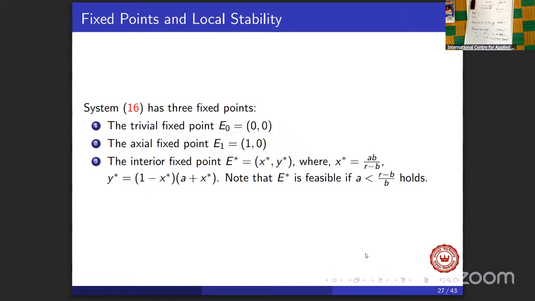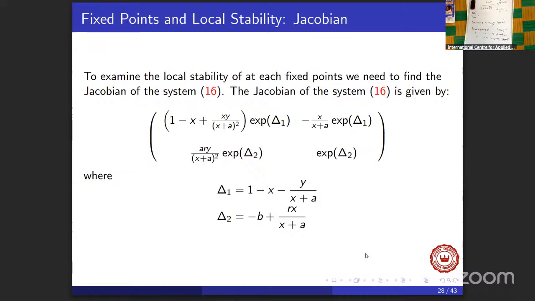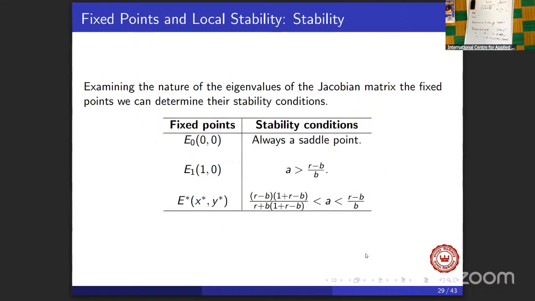Now we take the Jacobian of the system. Go to the next slide. This is the Jacobian of the system, and we try to find the nature of the equilibrium points. Next slide. At E0, (0, 0), we get lambda 1 greater than 1 and lambda 2 less than 1. E1 is (1, 0), with this value. Using the Jury criteria, we get the stability condition of this value.